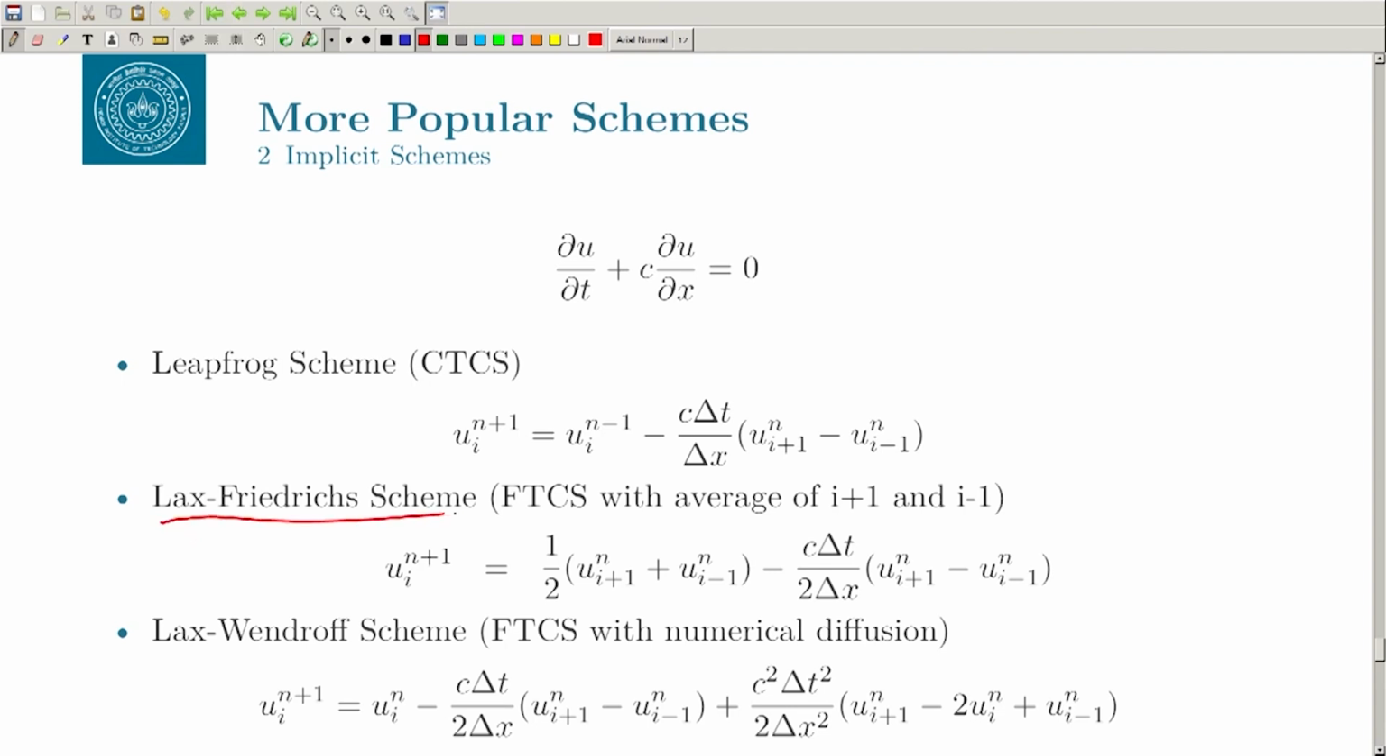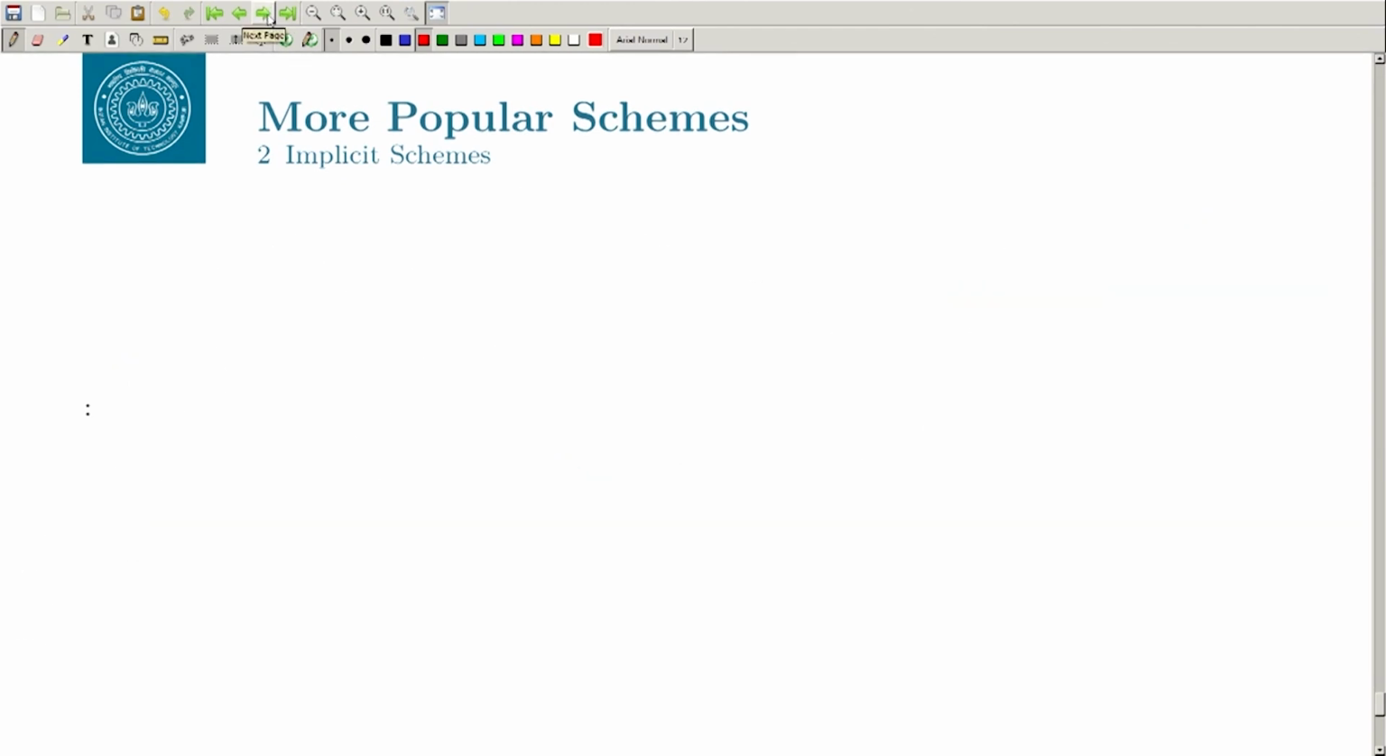So, this Lax-Friedrichs scheme is forward in time and center in space, but we take the average of i plus 1 and i minus 1. So, why do we need that? You know that FTCS is not stable, forward in time and center in space is not stable, that we have seen for a linear convection problem, not for the diffusion problem. So, we are using this for the linear convection problem. So, let us look at that scheme, Lax-Friedrichs scheme, we will call it LF.